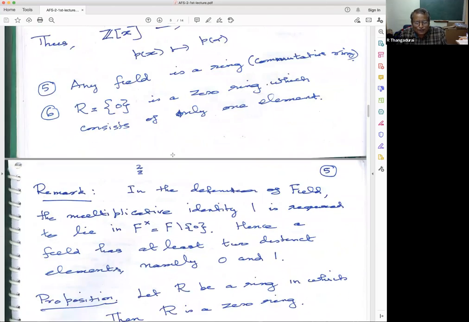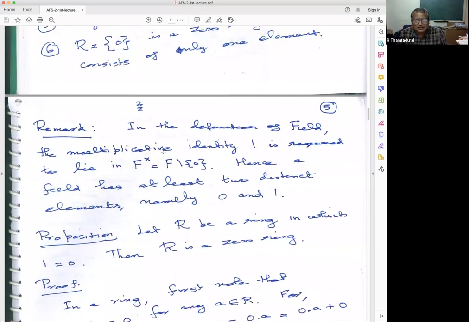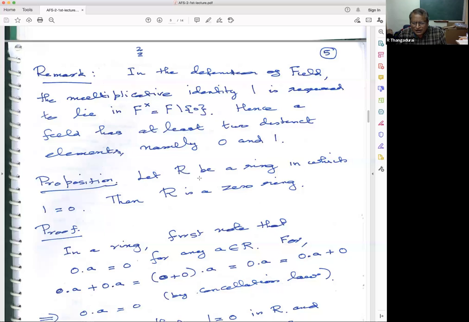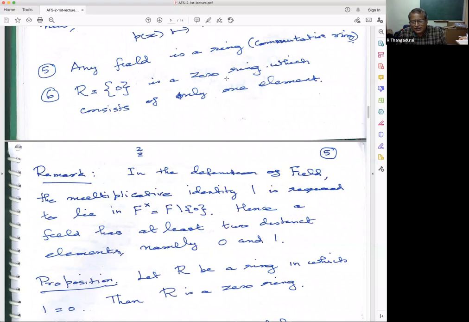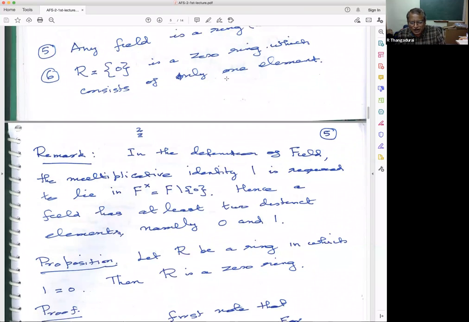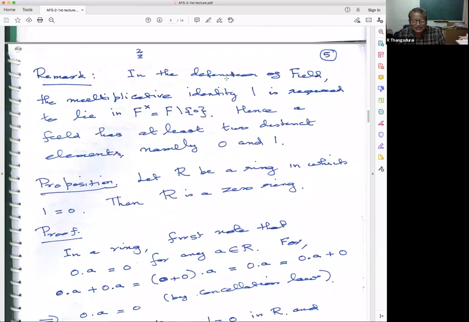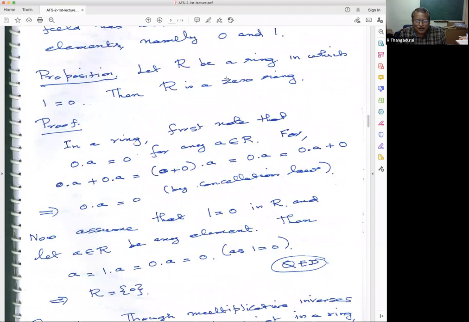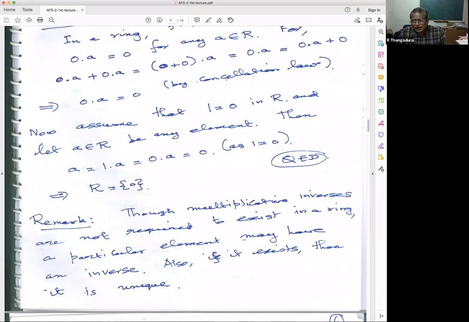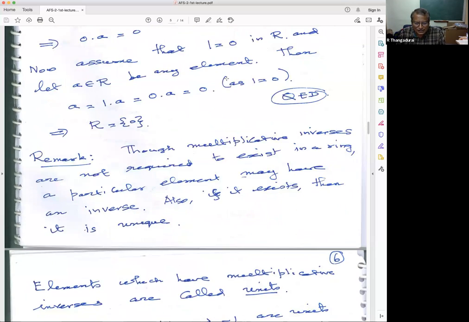The following proposition clarifies that this example is the only one. Let R be a ring in which one is the same as zero, then R must be a zero ring. So this tells you that if one is not equal to zero, it is not going to be a zero ring. Just use the definition 1 equal to 0 to prove that R cannot have a non-zero element. R must be a zero ring. Though multiplicative inverses are not required to exist in a ring, a particular element may have an inverse. If it exists, then it should be unique here. We are not going to check it, you can check it.